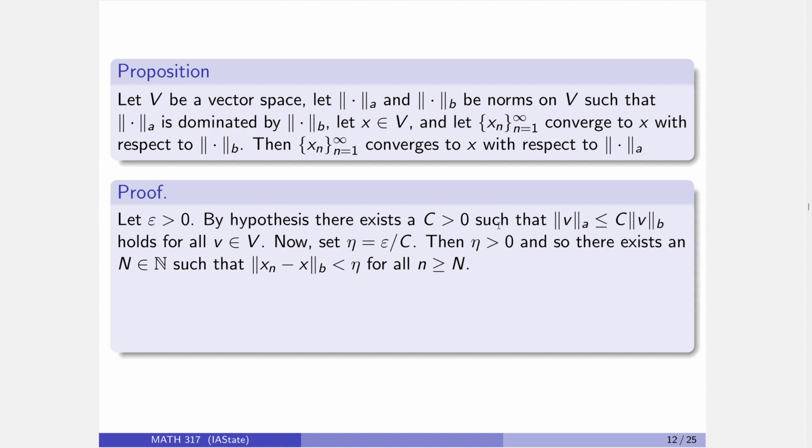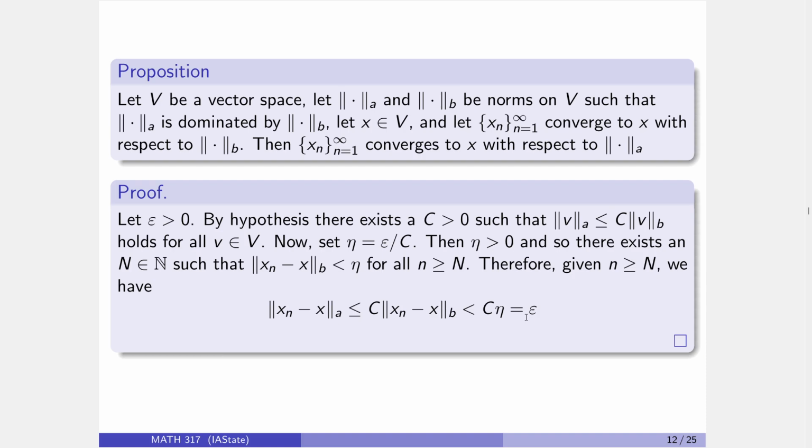Anyway, so we're converging with respect to the b norm, so we can get as small as we want. We need to account for the factor of c, so we're going to take our epsilon divided by c. I prefer to use etas for this. It's a very common thing there. And then if we look at the difference between x sub n and x with respect to a, we know that's dominated with a factor of c. This is less than eta. Eta times c is equal to epsilon, and thus we get our convergence.